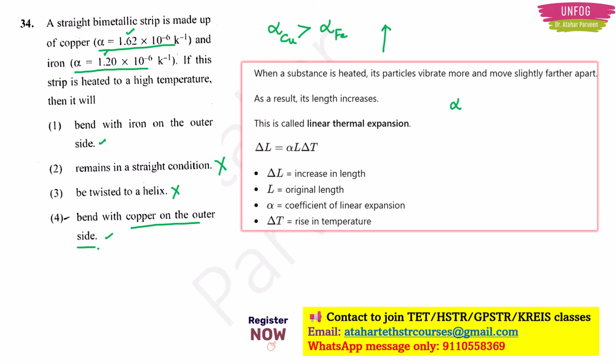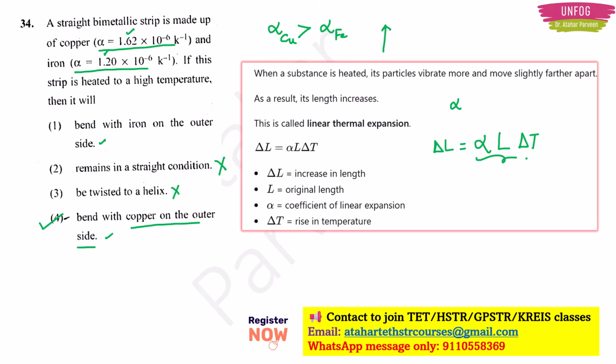Because its thermal expansion is more. So that's why option 4 will be the correct answer here. Okay, and this delta L is actually the increase in the length. This is equal to the product of the coefficient of linear expansion, then the original length of that particular strip, and then the rise in temperature, delta T.